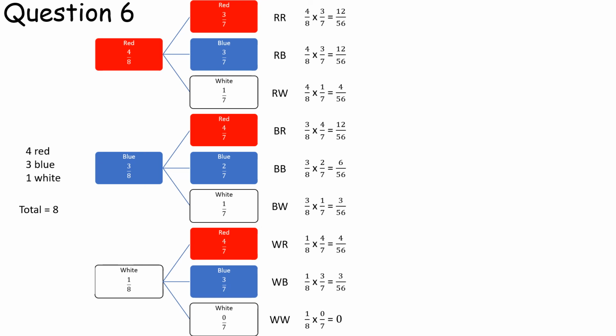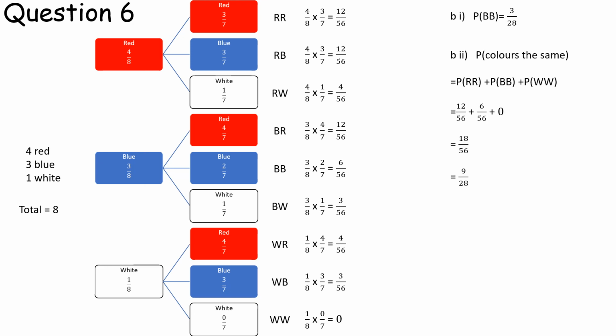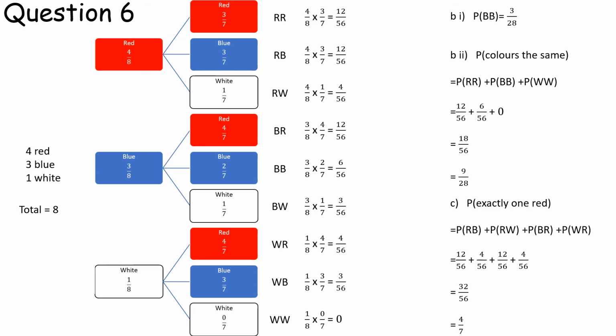The first question asks for the probability that both cubes picked are blue. We just look up the blue where we have worked it out as 6 over 56. But we now just need to cancel the fraction, getting the answer as 3 over 28. The next part of the question asks for the probability that both cubes are the same colour. The combinations we need are red red, blue blue and white white. These have already been worked out, but we need to add them together, getting 9 over 28.